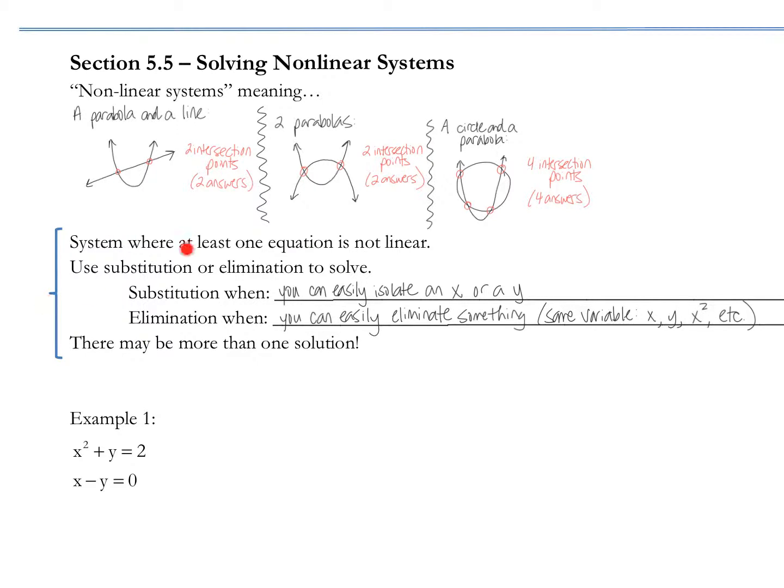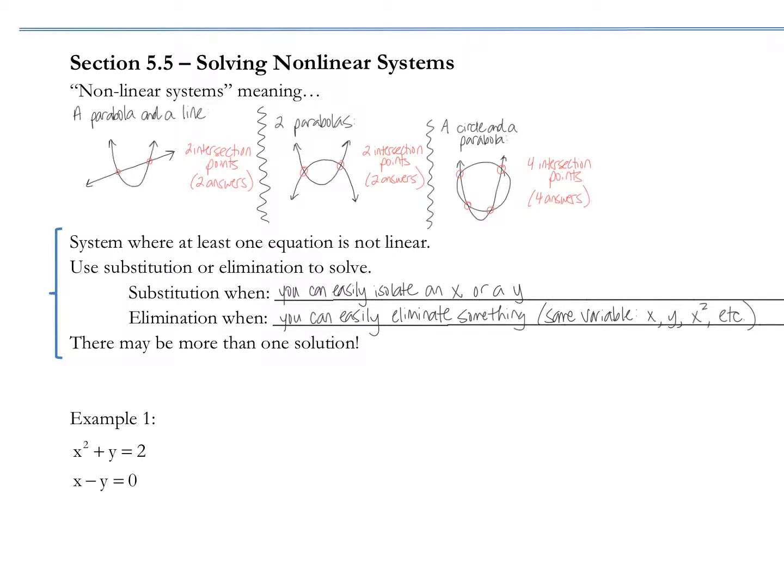Here are some tips for you. You're going to use substitution when you can easily get an x or a y by itself, like in this problem, where you can easily get an x or a y by itself by just moving stuff over. You're going to do elimination when you can easily cancel something. Look at my y's right here. We could cancel those right away if I add the two lines together, and that's the process I'm going to use for example 1. Again, you are going to have more than one solution, so just be ready for that. I'll talk about that when we get to it.